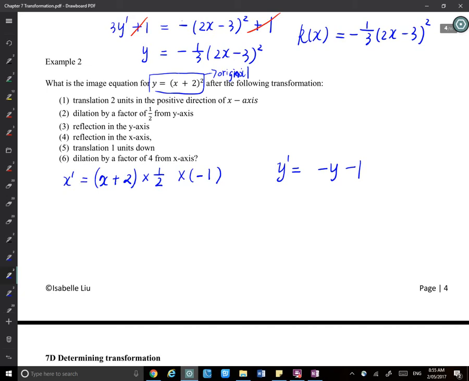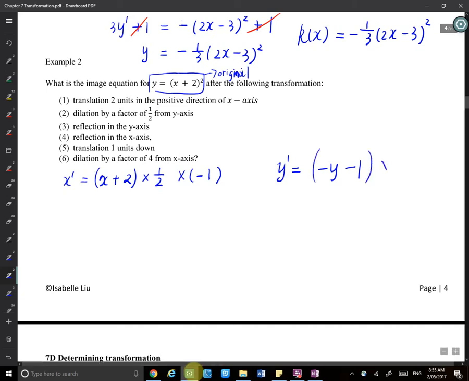The last one is dilation by a factor of 4 from the x-axis. It is changing y again, so the whole thing needs to be times by 4.